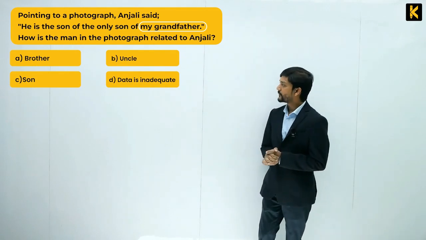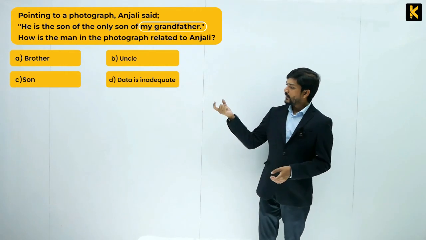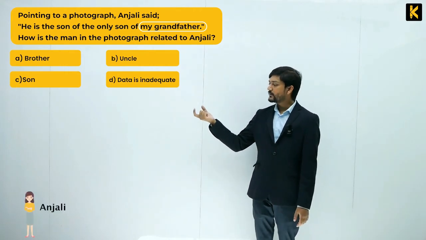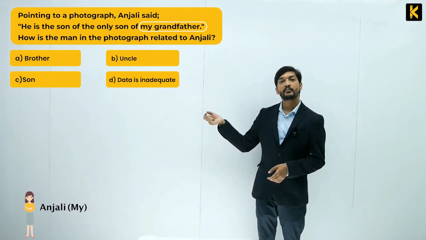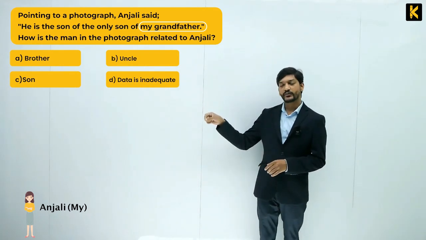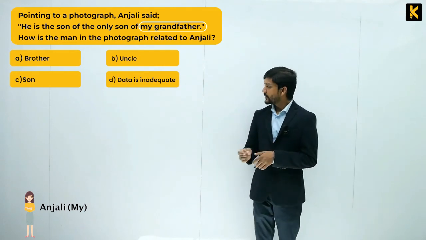Okay, so first I need to draw Anjali, because the word my is for Anjali, right? So I have shown a girl, and that girl's name is Anjali. Beside that in the bracket I have written my, so that it is clear that in the statement the word my is used for this person. You can write the name as well in case you want. You can write the complete name if you want, or you can just skip it as well. So this person is Anjali.